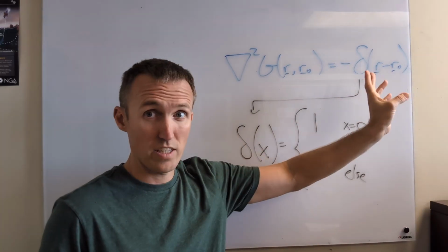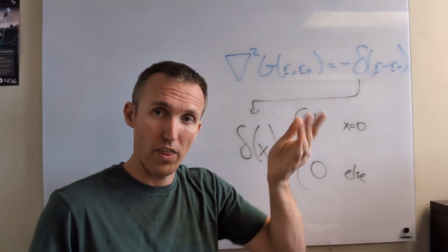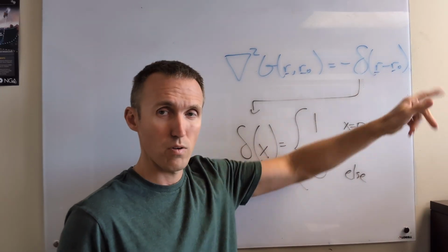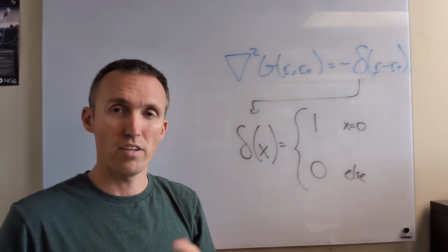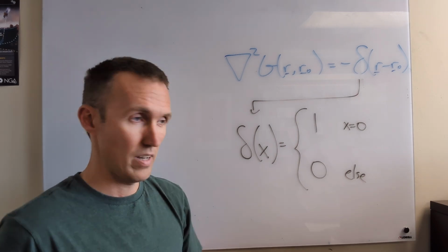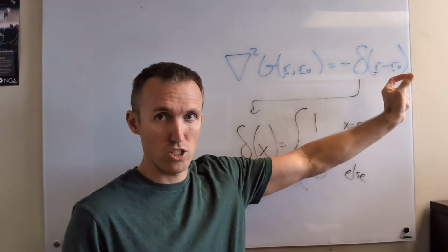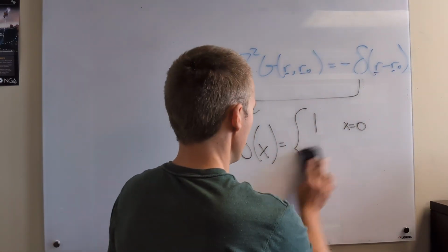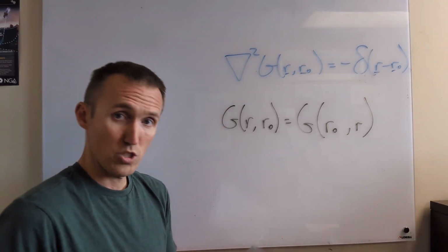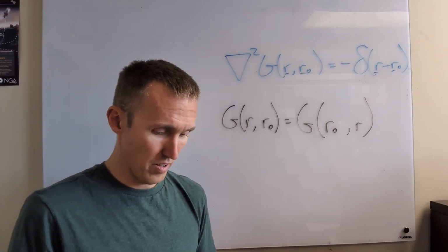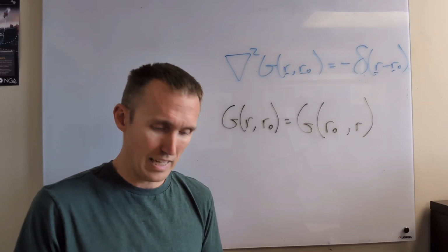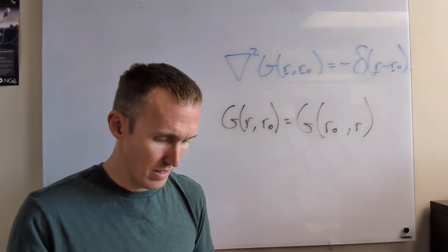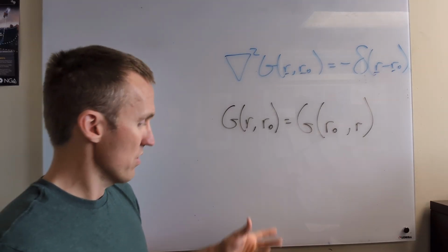Now, interestingly enough, you can also notice that the reverse will also be the case. R naught minus r will also be 1 whenever r is equal to r naught and 0 otherwise. So this thing can actually be flipped and reversed. And that brings up an important property of Green's functions, which is related to the reciprocal version of the Green's identities. We talked about Green's second identity in a different video. Go check that out if you want to see that part. But we can show that this is the case.